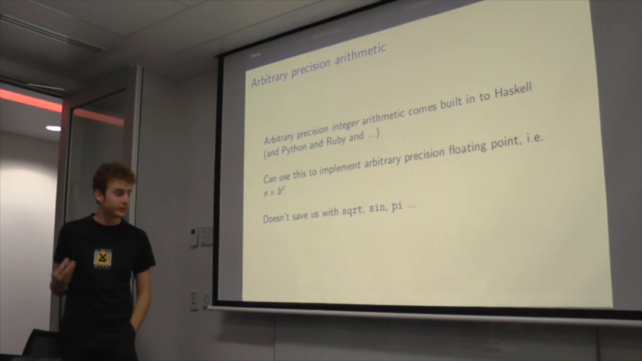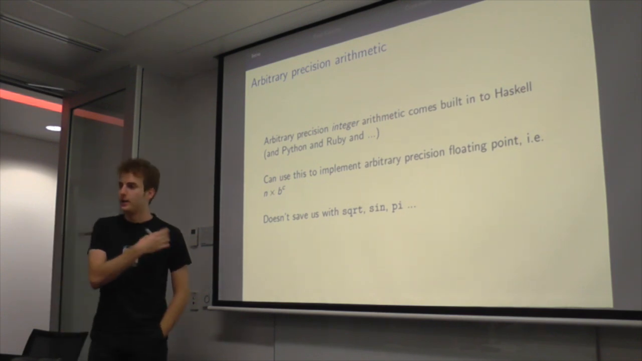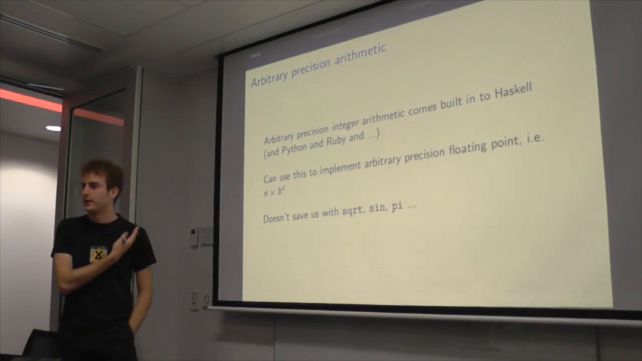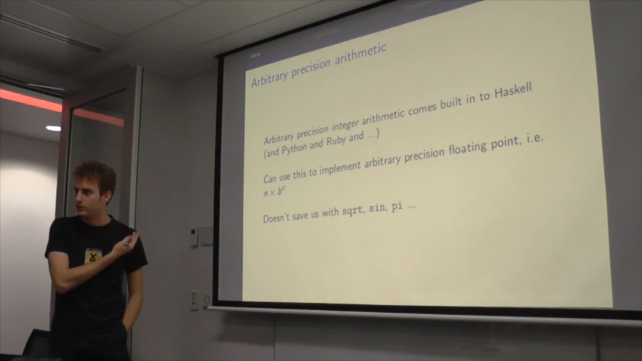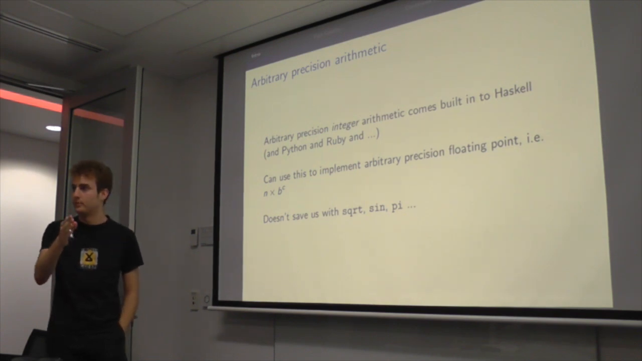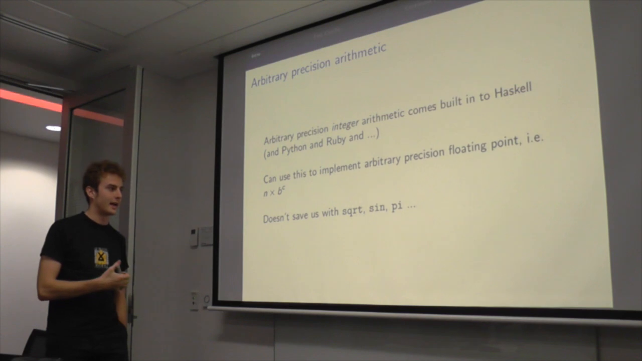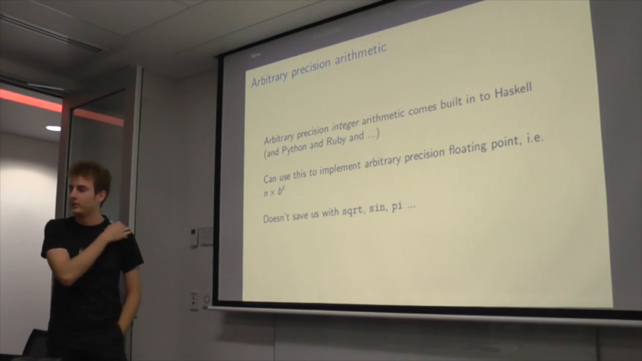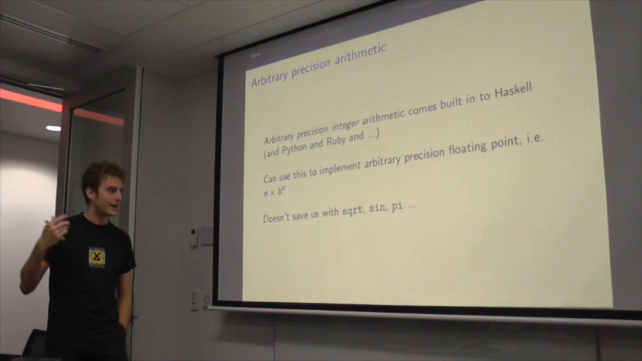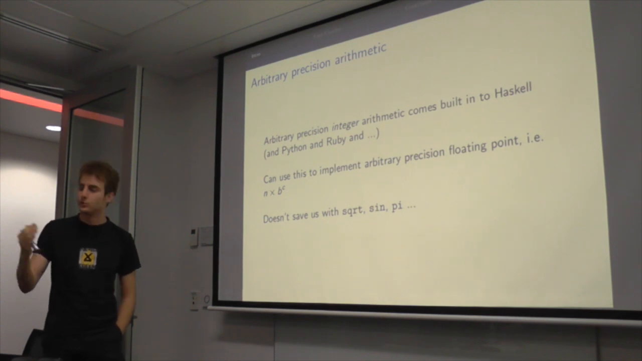But that still doesn't save us for things like square root, sine, and pi, which just do not give rational answers at the end. So no matter what we do, we're going to have to be truncating our answer at some point, rounding it or something like that, and we've seen in previous examples that that can screw us, right? And we might never know that we've made some sort of rounding error in the middle of our computation.